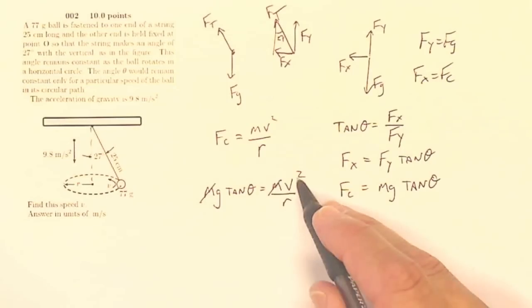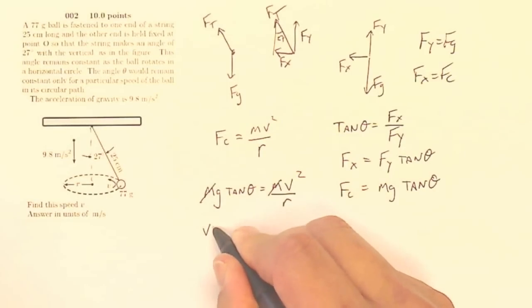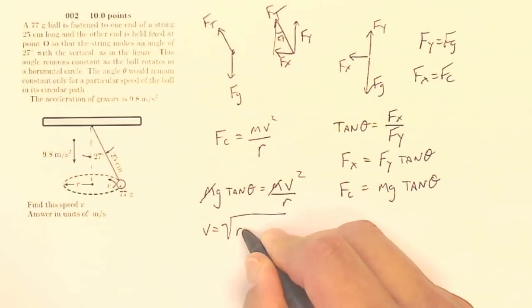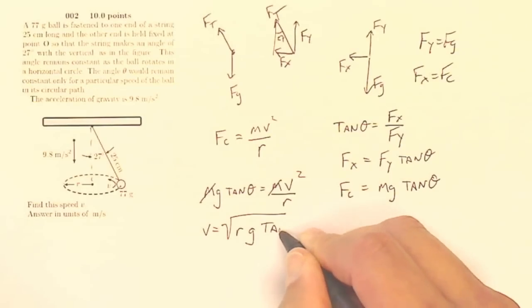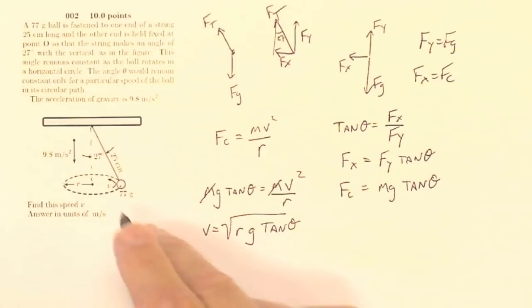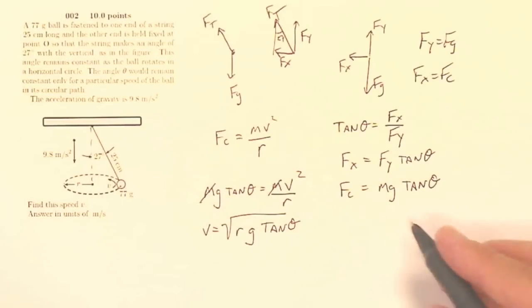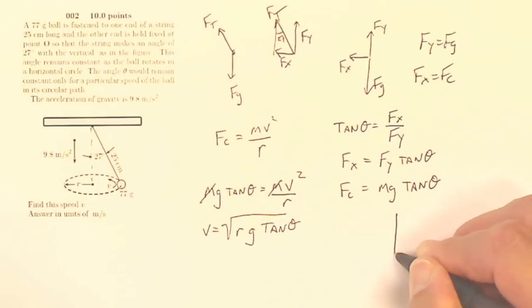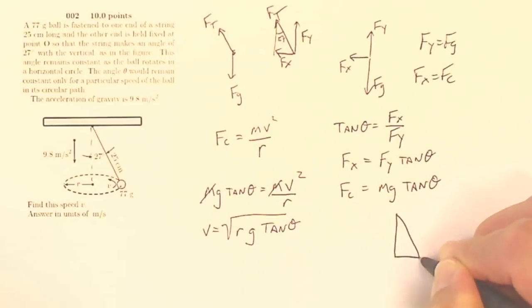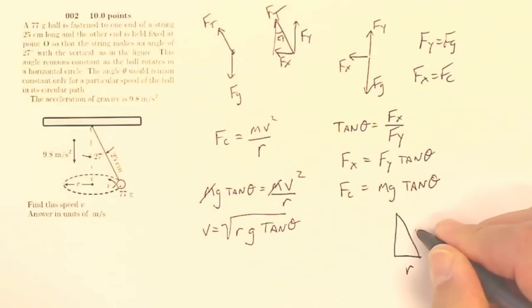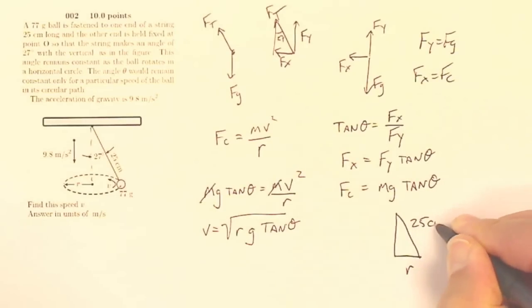I'm looking for v. So to solve for v, v is going to be the square root of r g tan theta. Well, I know theta is 27 degrees. I know g is gravity, 9.8 meters per second squared. What's r? Well, now I'm going to need this triangle with the distance in it. So what I have is a triangle that looks like this, where this is r, and this, for me, is 25 centimeters, or 0.25 meters. And here is my theta.